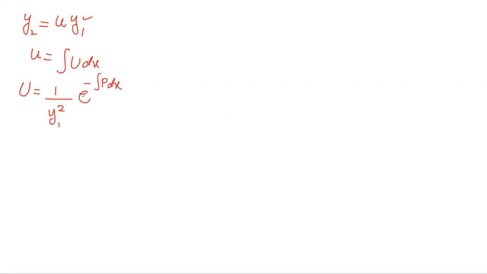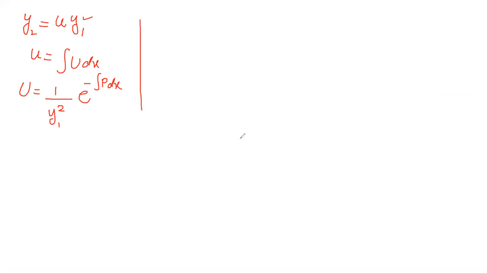So if we have the first solution, which we have already found, the second solution we can find by this method, by the multiplication of u. But how do you determine u? In this case, y1 we know, and then from y1 we can find y2 by multiplying it by u. But we need to find u. u is equal to the integral of capital U, where capital U is equal to 1 over y1 squared times e to the power integral of p dx. This is the solution.